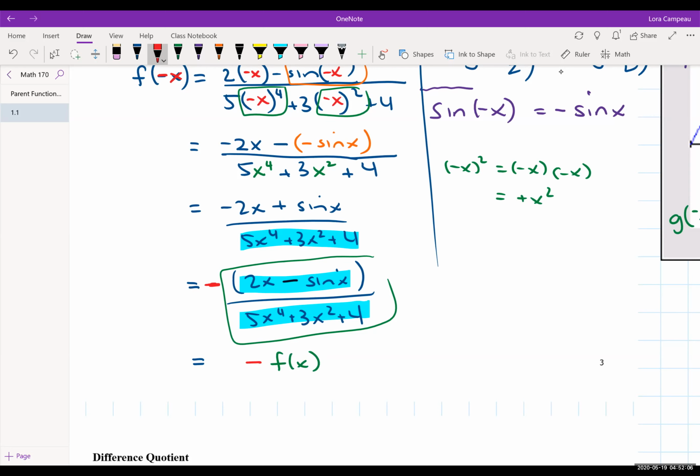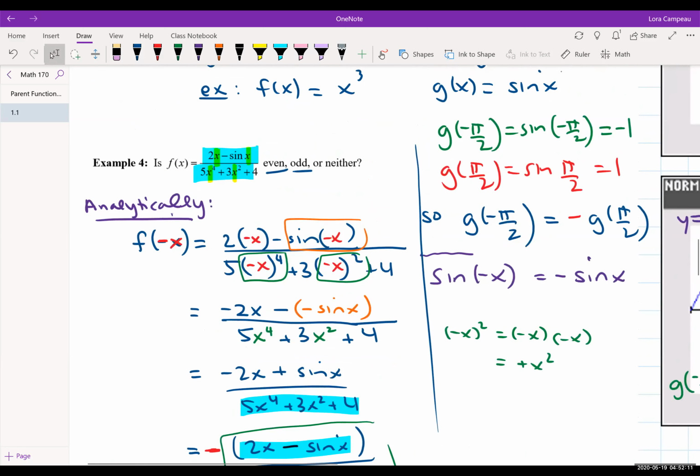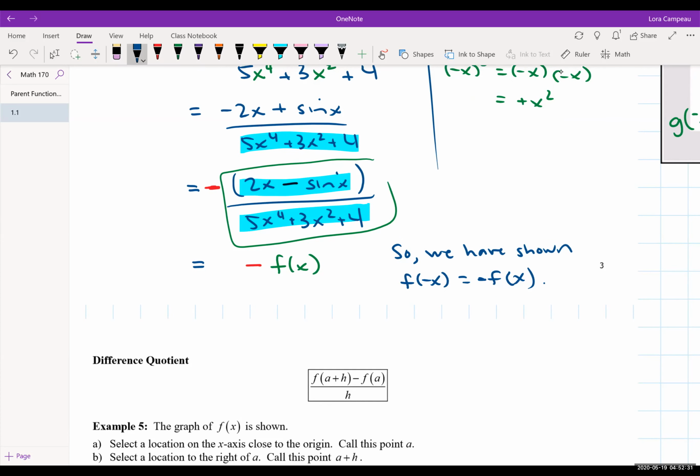So what we've done is a little bit of math to show, just a little bit of rehash, that f of negative x equals negative f of x. And for that reason, we can then say f of x is odd. That's you justifying your work. It's your first proof of the math class for this semester.